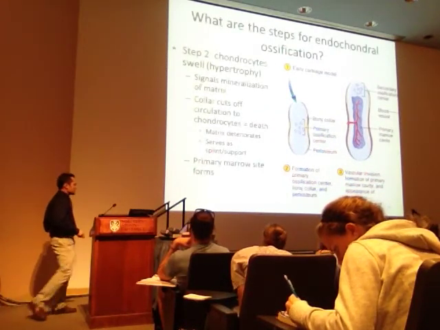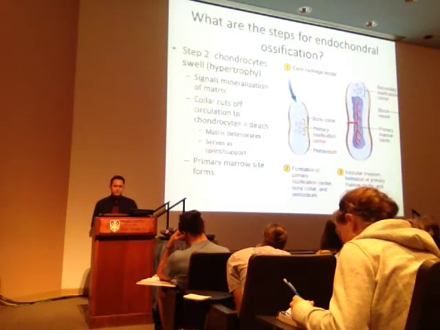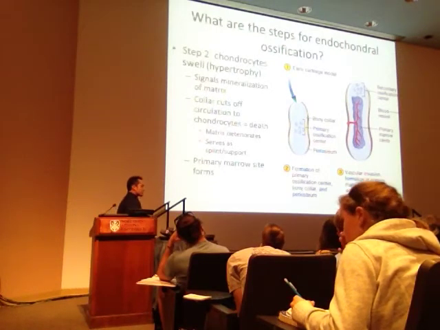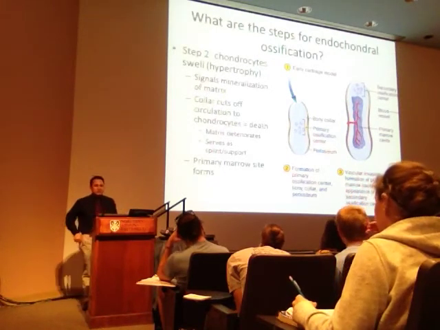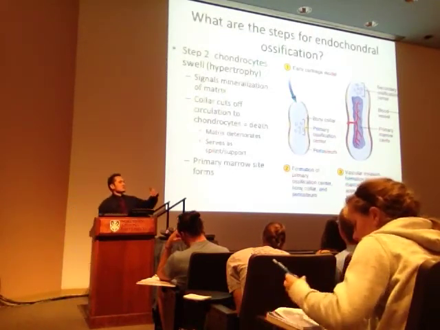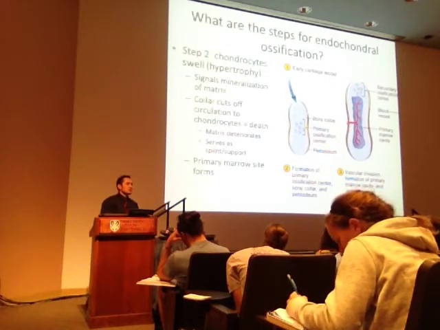Still at step 2, these chondrocytes go through hypertrophy. They start to swell. They get bigger. That's an enlargement in size, hypertrophy. This signals a secondary signal that says, let's start to mineralize or ossify or harden the matrix that we're living in.